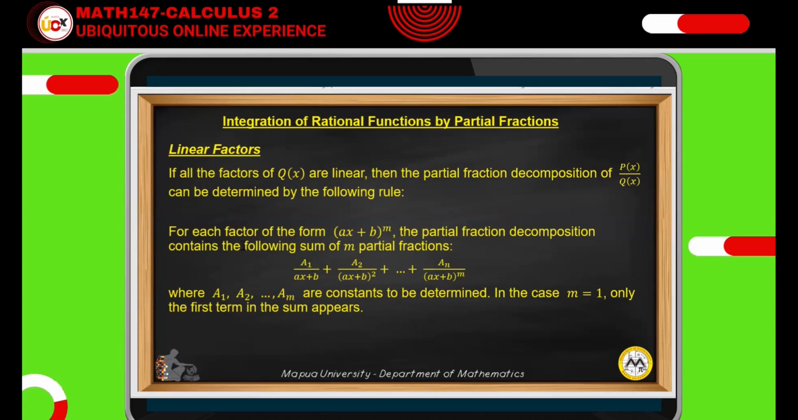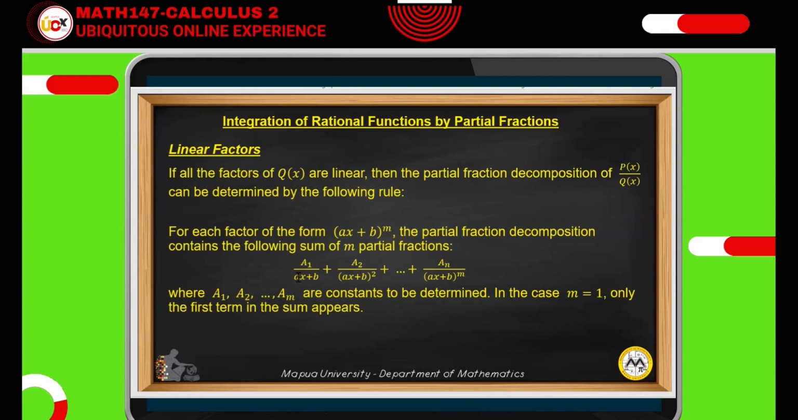Now, the rule is for each factor of the form ax plus b raised to m, the partial fraction of the rational function p of x over q of x can be decomposed into sum of partial fractions a sub 1 over ax plus b plus a sub 2 over ax plus b raised to the second power plus, until we have a sub m over ax plus b raised to m, where a1, a2 up to a sub m are constants to be determined.